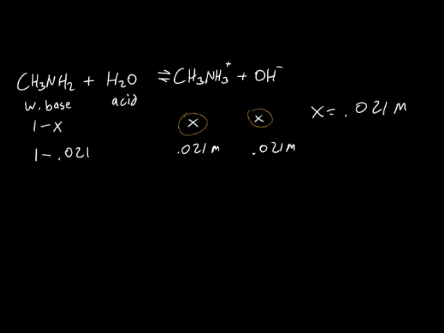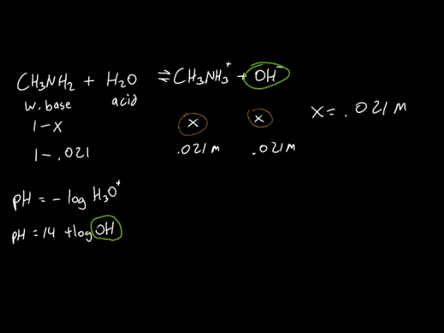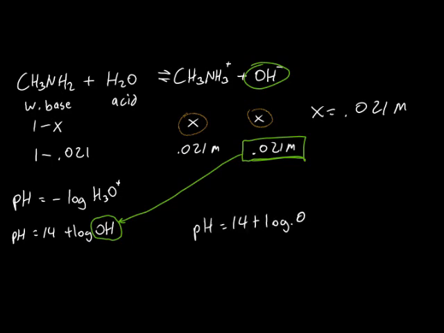Now to find the pH, we have two options. pH either equals negative log of H3O, or pH can equal 14 plus log of OH. Because we have OH as one of our products, we will use the second option. Our 0.021 will go in the OH position. Therefore, our pH will equal 14 plus log of 0.021. You can enter this into a calculator. If you do so, your answer will be 12.32. This will be your pH for this solution of weak base.